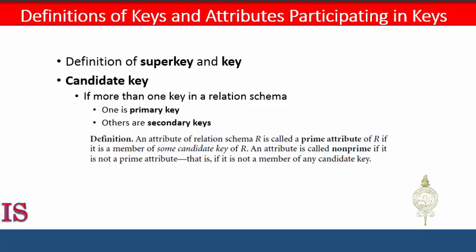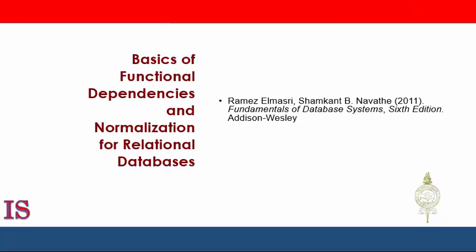Definition: an attribute of a relation schema is called a prime attribute if it is a member of some candidate key. An attribute is called non-prime if it is not a prime attribute. That is, if it is not a member of a candidate key.